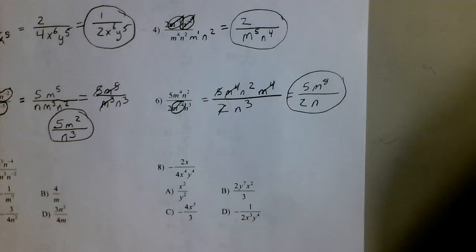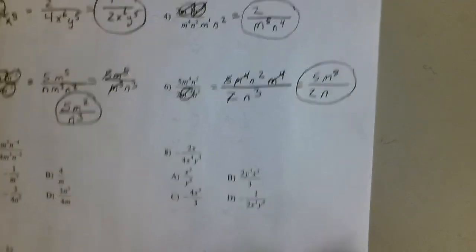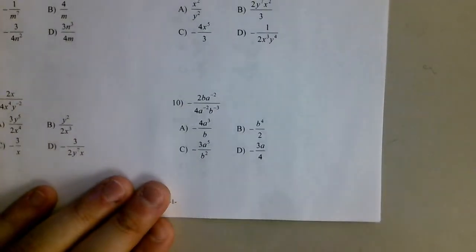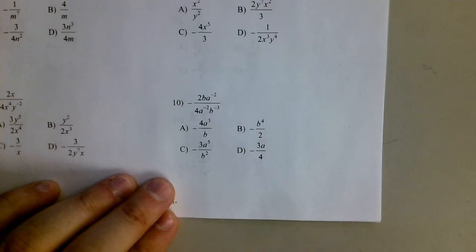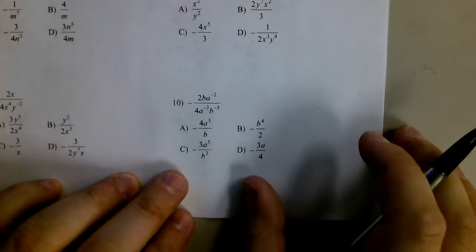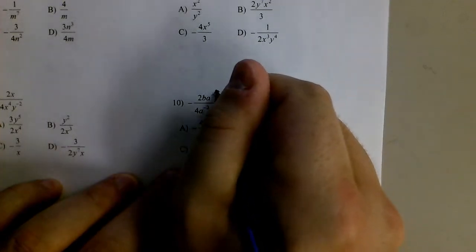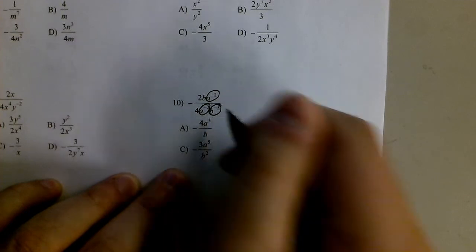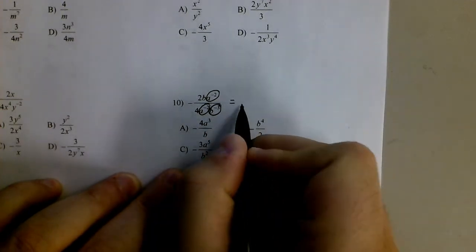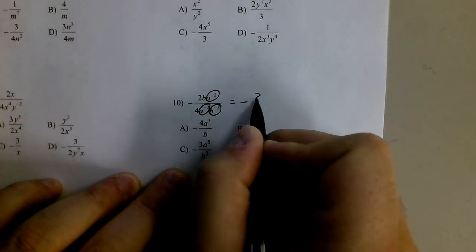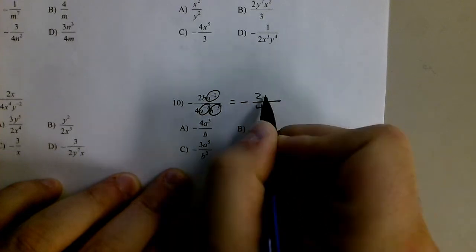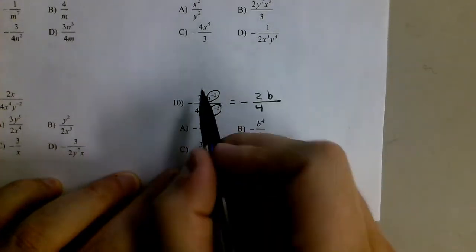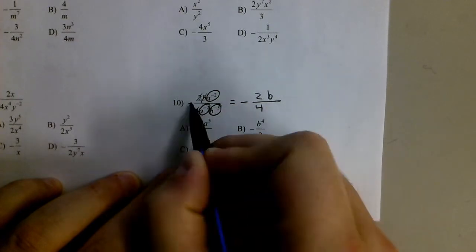I'm going to jump down to number 10 because it has something in there that I want to make sure that we address. Okay? So, in number 10, we're finding all of our negatives. That's what we should be doing first. And we're going to change those places. So, I've got negative, and then 2 over 4. I have a b up here. So that takes care of all of those things.